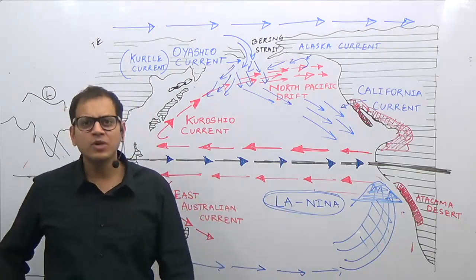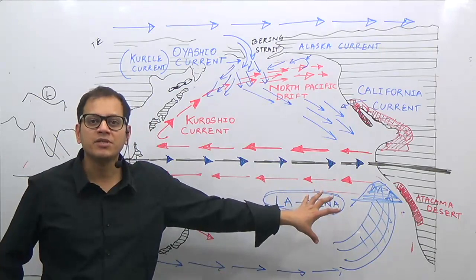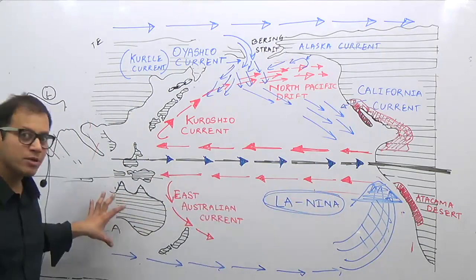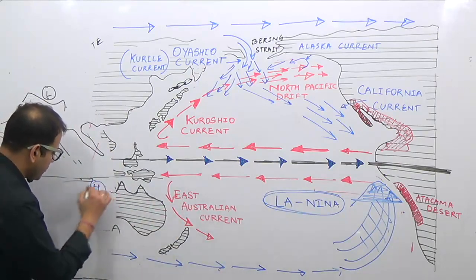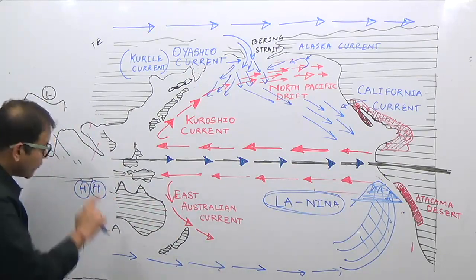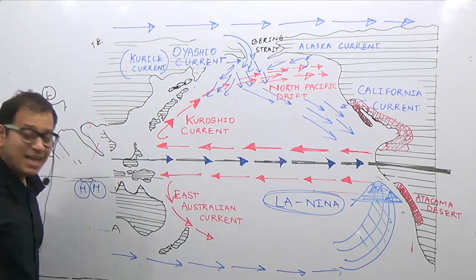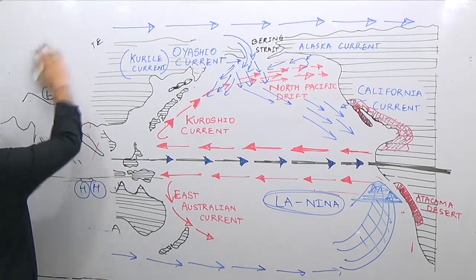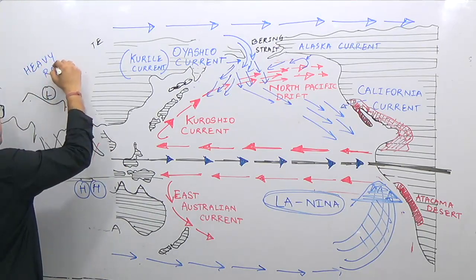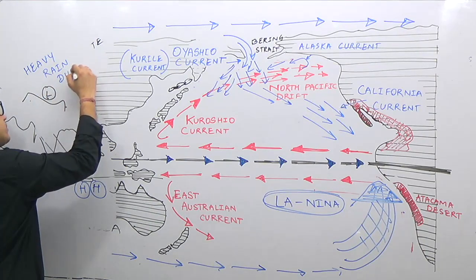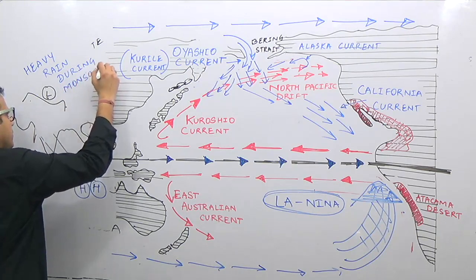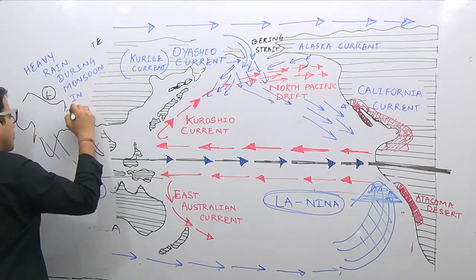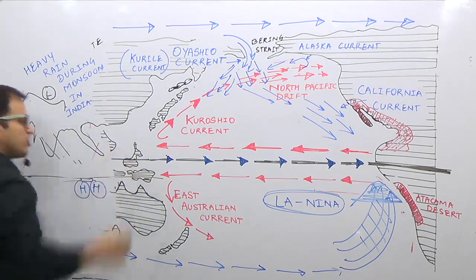What will it do? La Nina, due to extreme cooling of the southern Pacific Ocean, makes even the Indian Ocean very cool. That means extreme high pressure develops in this region, in the Indian Ocean region. Air goes always from high pressure to low pressure, and therefore La Nina is associated with heavy rainfall during the Indian monsoons.